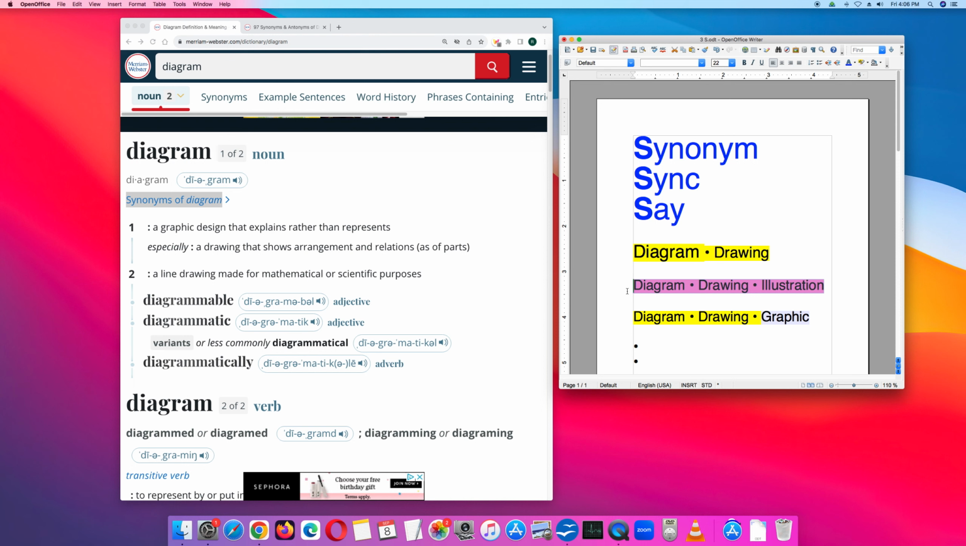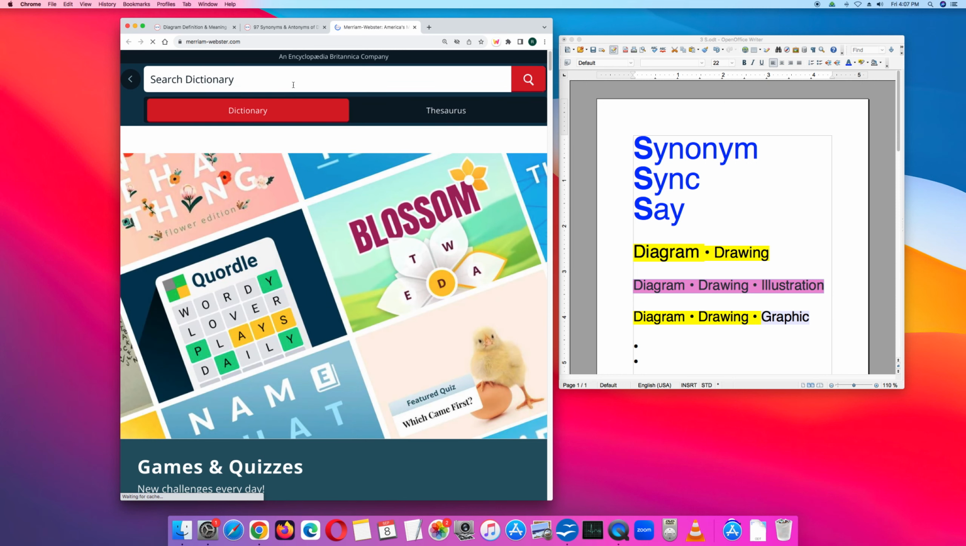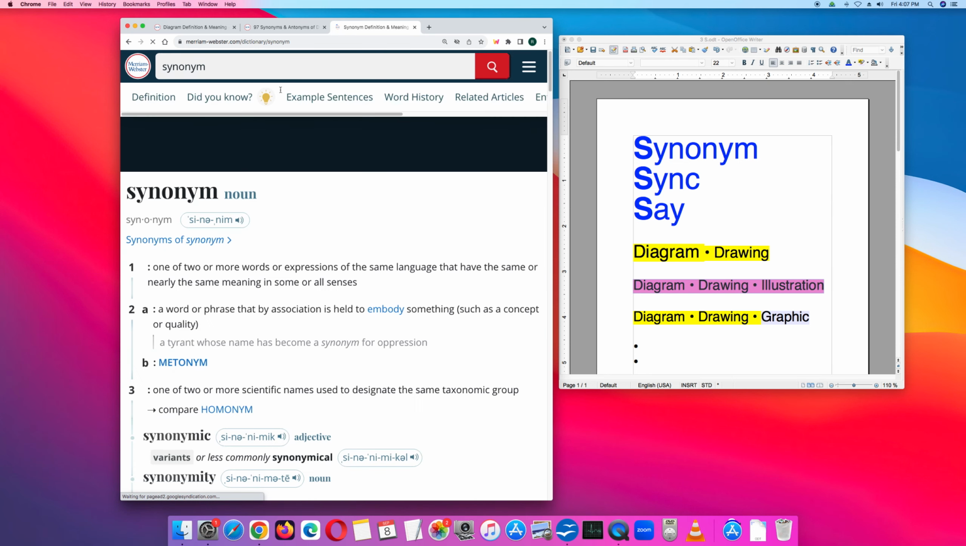Okay, so now let me give you a scenario that comes up occasionally. Occasionally you're going to come across a word where there's not a good synonym. And actually, interestingly, synonym is an example. So I go to the word synonym.